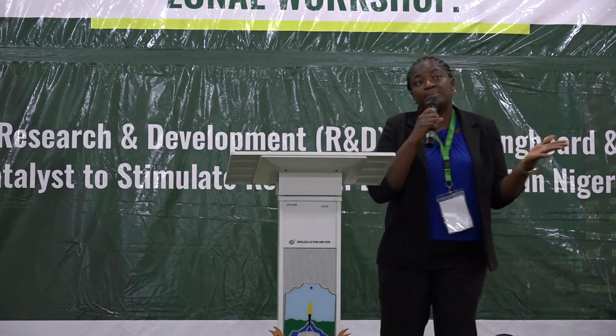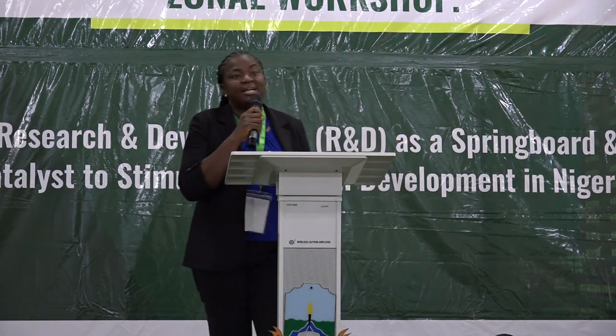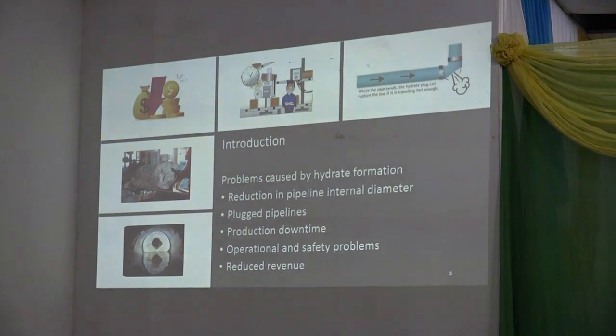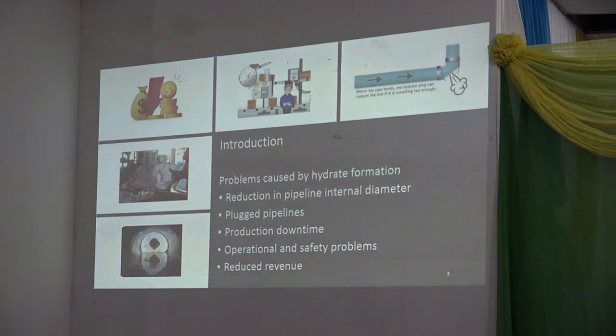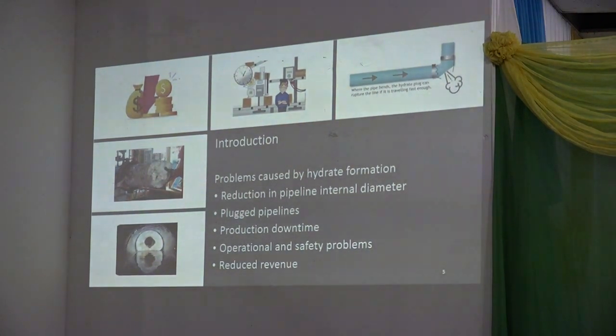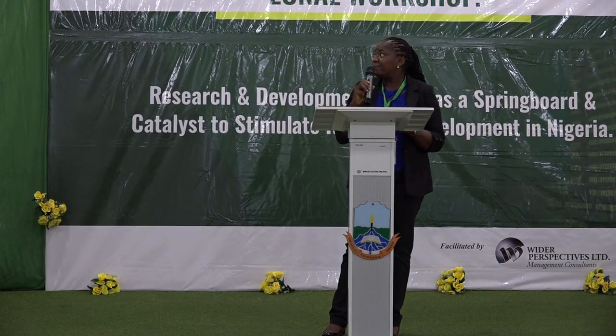And here are some of the problems that hydrate causes. So you have reduction in the internal pipeline, you have plugged pipelines, production downtime when your pipe is plugged, and of course reduced revenue. The picture over there, when your hydrate is not properly managed, when you're trying to dissociate, it can act as a projectile and burst the pipe, and a lot of problems in your field. So it's not something you want to deal with at all. Please move to the next slide.